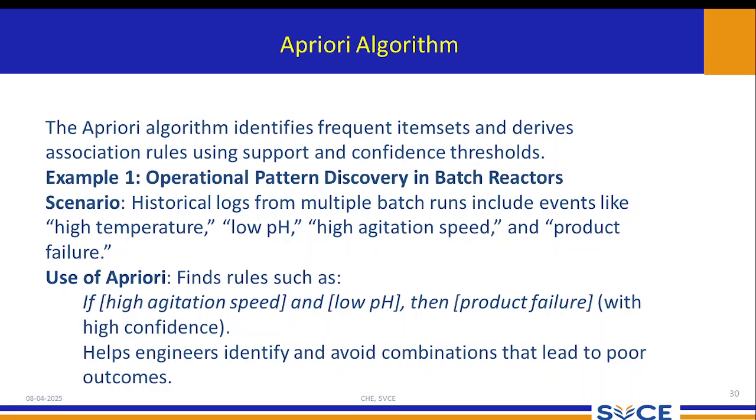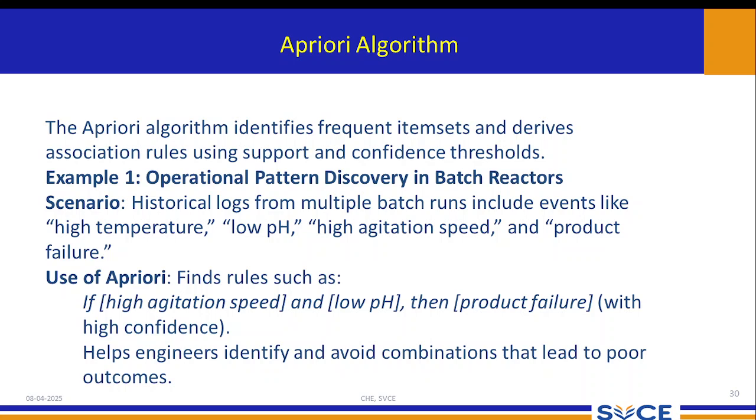So if this happens, this definitely will happen. Is that the category? I mean, if A happens, B is likely to happen. So the scenario for this case is historical logs from multiple batch runs that include events like high temperature, low pH, high agitation speed, and product failure. Using this algorithm, we can find it out, which helps engineers identify and avoid combinations that lead to poor outcomes.